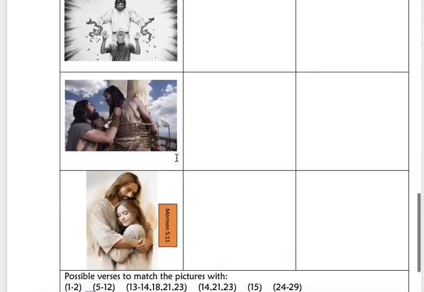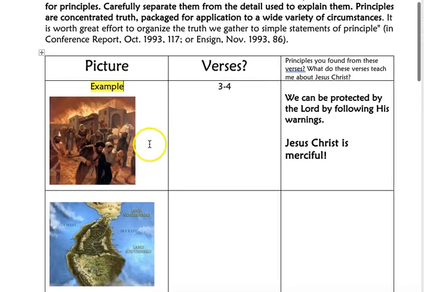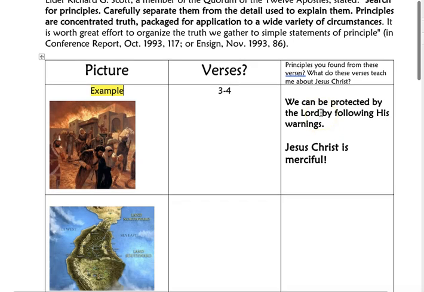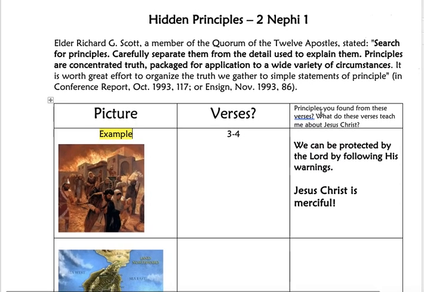So here are the pictures, and I start off with an example right here so you can see this picture of Jerusalem being destroyed. You could read with the class verse 3 and 4 and help them to see how that would be a match to that picture. You're going to want to take a little bit of time, as it suggests in the lesson outline, to talk to them about principles and what a principle is, and help them through this first one right here in verses 3 and 4. As you look at this picture and read these verses, help them to see this principle. We can be protected by the Lord by following His warnings.